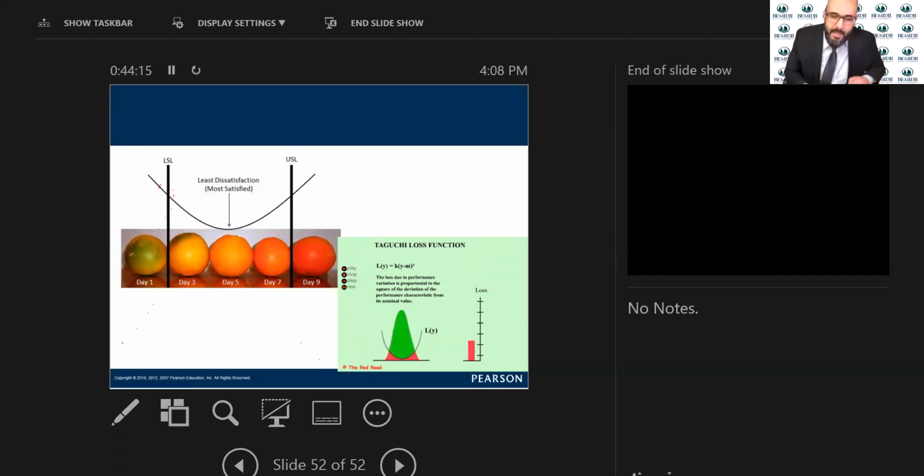So again, the loss function that Taguchi came up with is a very excellent point, where there is no edge where you know the customer is satisfied or not satisfied. The customer will not be satisfied as long as you are away from the target.